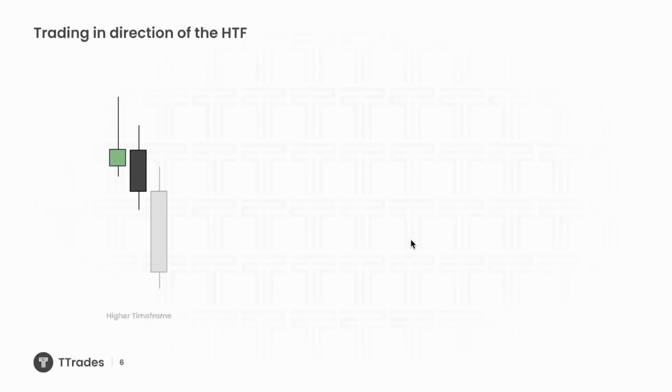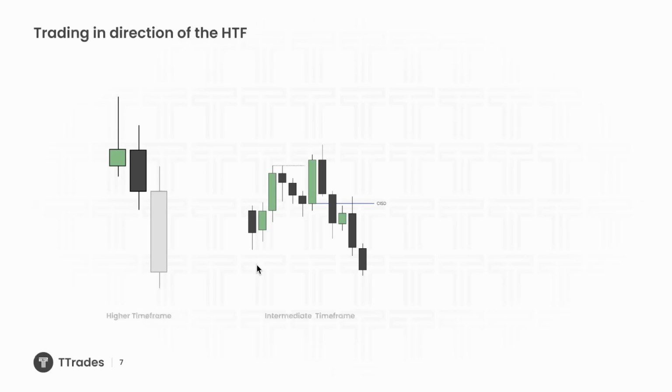So how do I actually trade with the higher time frame? The first thing I want to do is have a higher time frame bias. So you can see here we have formed a swing point. We have closed below previous day low, so I can anticipate price to expand lower on the higher time frame, or my daily bias. Then on an intermediate time frame, I'm going to use this for structure.